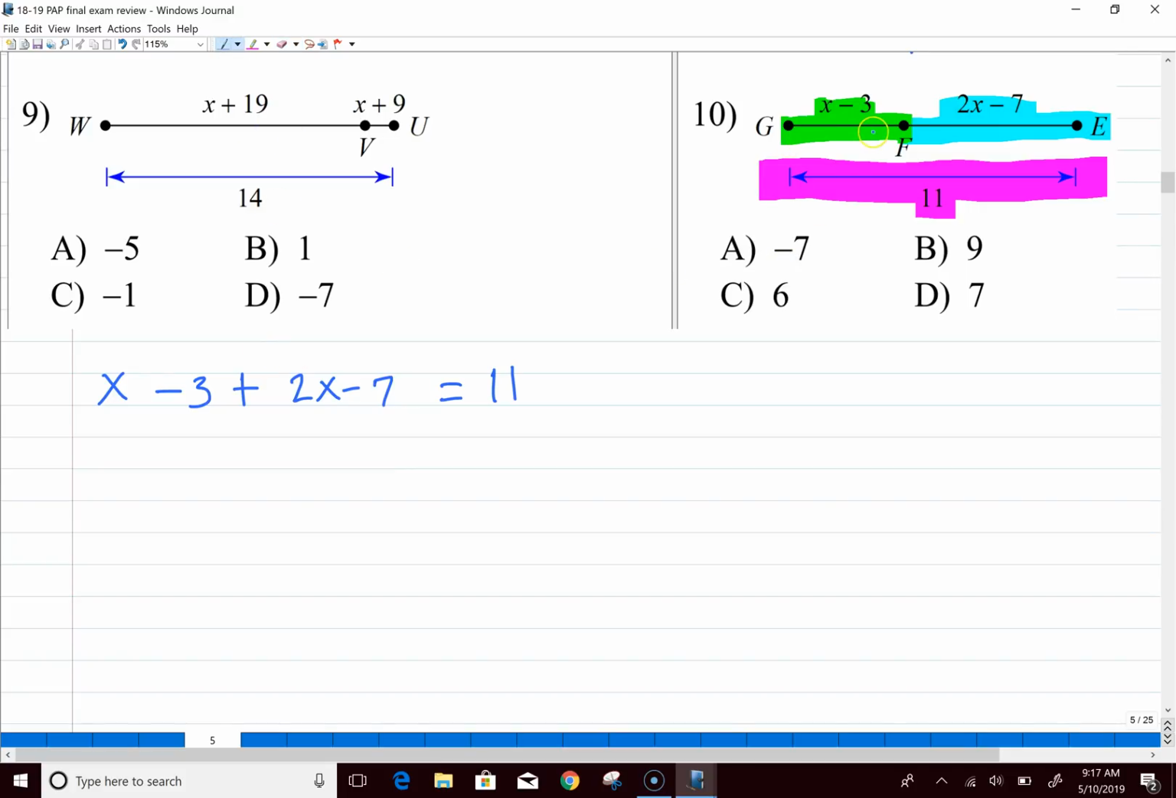Now, you can see the color I'm talking about. It's the green plus the blue equals the pink. If you add the two smaller pieces, you get the whole big piece of the line. Correct? If you add the two smaller pieces, you get the big piece. That's exactly what I'm doing here, okay? It's called the segment addition postulate. Okay? So let me add the like terms. We have 1x, we have positive 2x. That gives us 3x. I have negative 3 and a negative 7. That is a negative 10. Is equal to 11. I'm going to get the x by itself. How do you move negative 10? Well, you add 10.